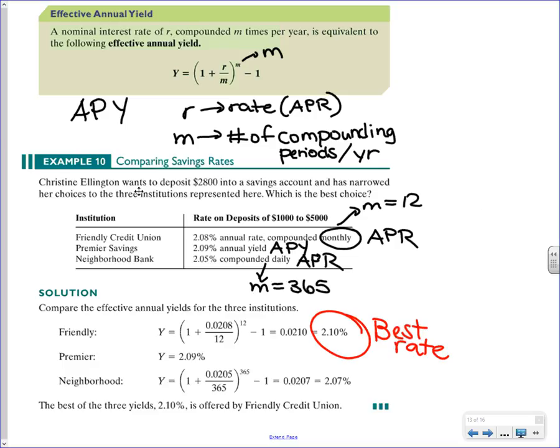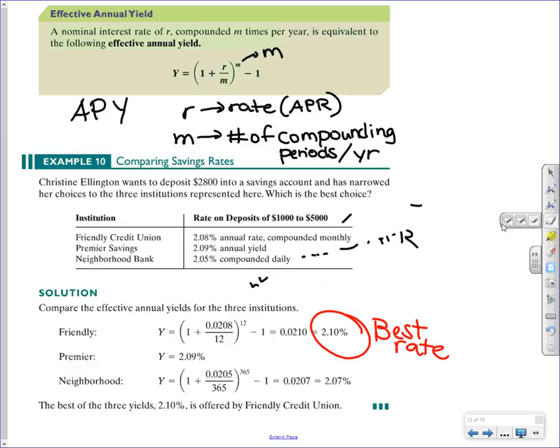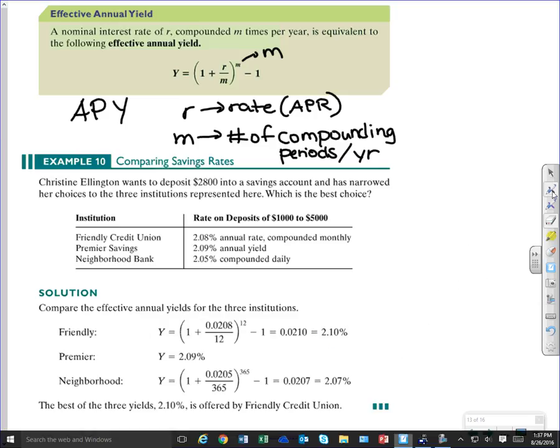So this says that Christine wants to deposit $2,800 into a savings account and has narrowed her choices to the three institutions represented here. Which is the best choice? Okay, so let me see if I can erase this real quick so we can look at it instead of having to see all the stuff I already wrote on it.